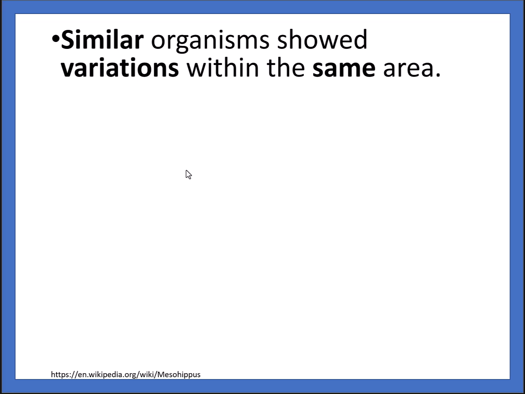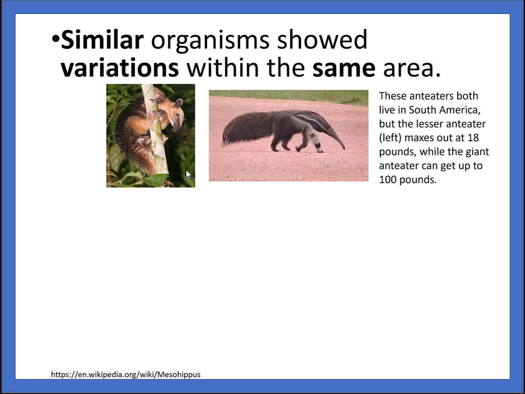Other observations include similar organisms showed variations within the same area. So, for example, these anteaters both live in South America in the same area, but the lesser anteater on the left maxes out at 18 pounds, while the giant anteater can get up to 100 pounds. So living in the same area, they seem similar, but they show some variation.